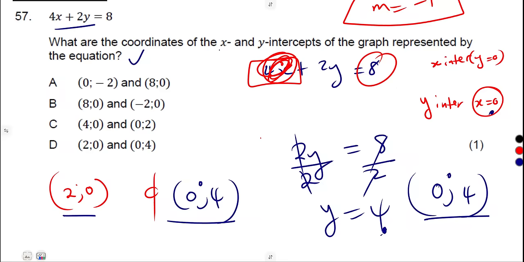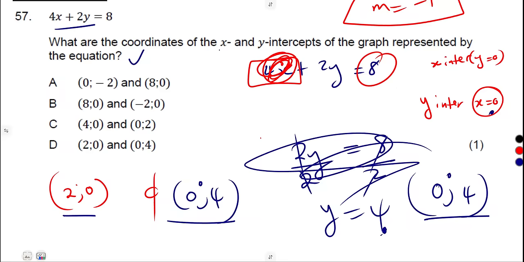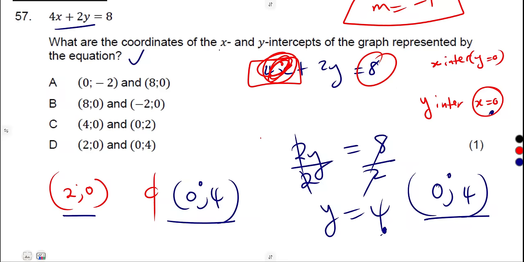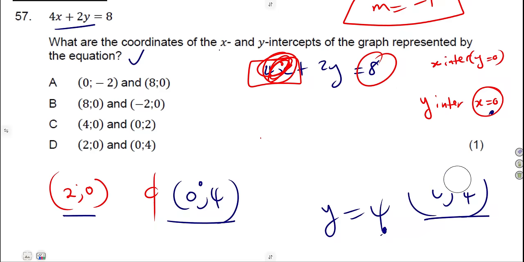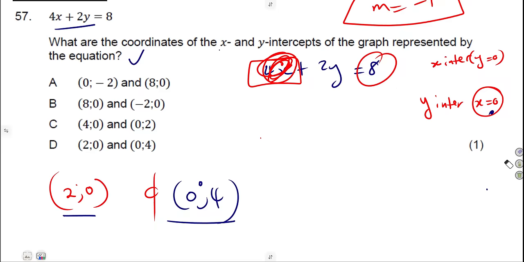X-intercept, y-intercept. So which one best describes these two answers of what we are given? 2, 0, and 0, 4. That was D. This is the best, according to what we're given.